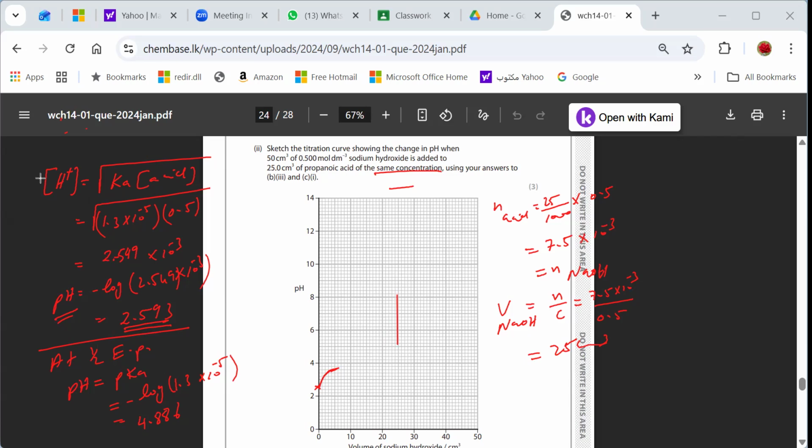This is the 25. Now, they said that at half the equivalence point, the pH is 4.88. So it's about here. If we go like this at half the equivalence point, which is 12.5, then our point is here. So we have to draw a curve here like this and go gradually. There will be a gradual change before we raise the pH.